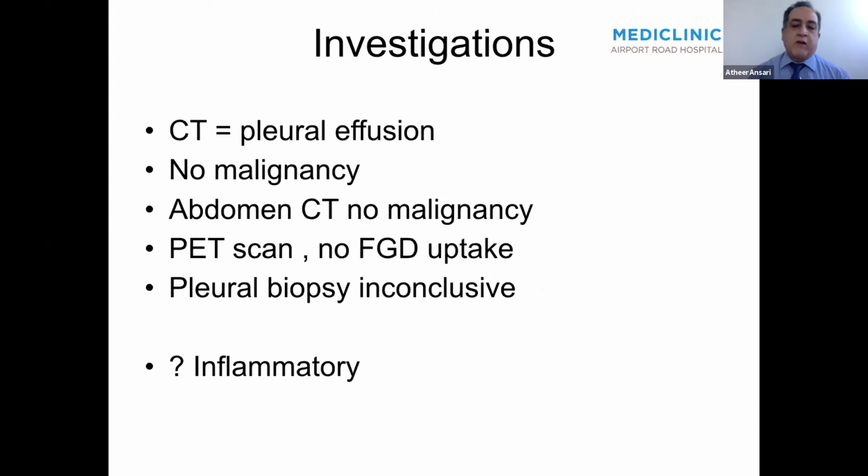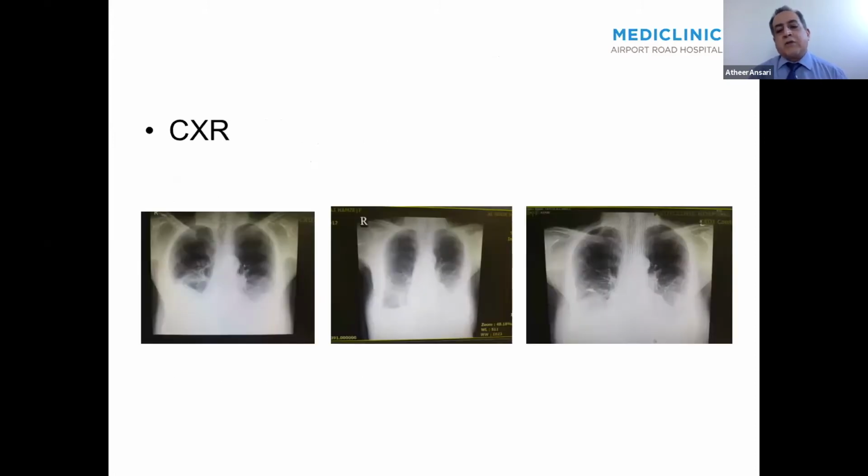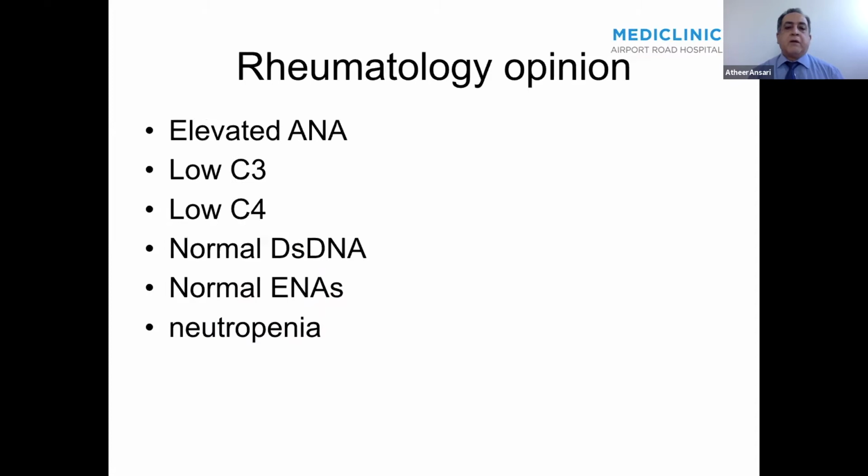She had a CT scan, no malignancy. She had a CT abdomen, no malignancy. She had a PET scan, no uptake. Pleural biopsy was inconclusive. Only then Dr. Shukur, my colleague in Mediclinic, said, would you mind coming to see this lady with me? She had pleural effusion, aspirated down, then accumulated again and aspirated again, just a repeated cycle of aspiration and accumulation. When I looked at it, she had never had autoimmune disease investigations.